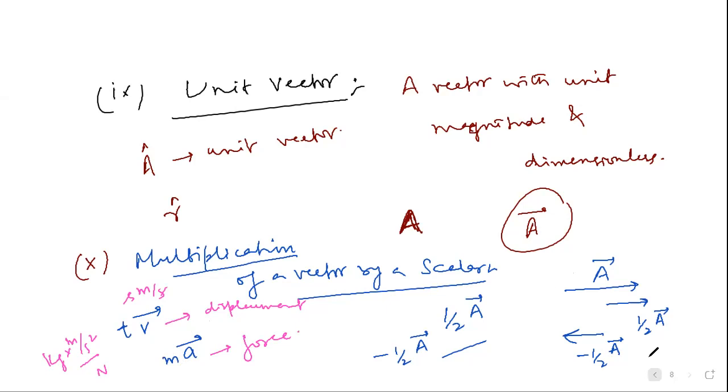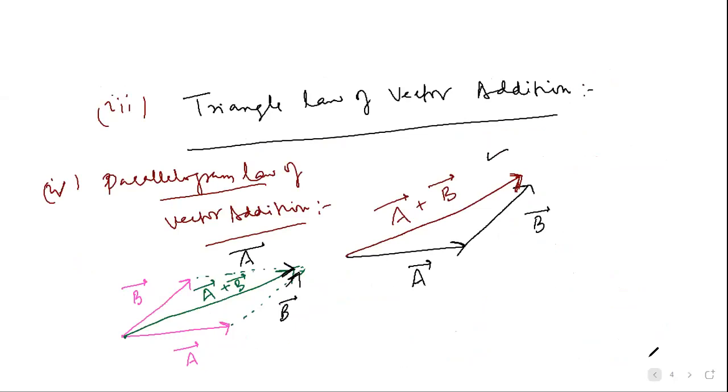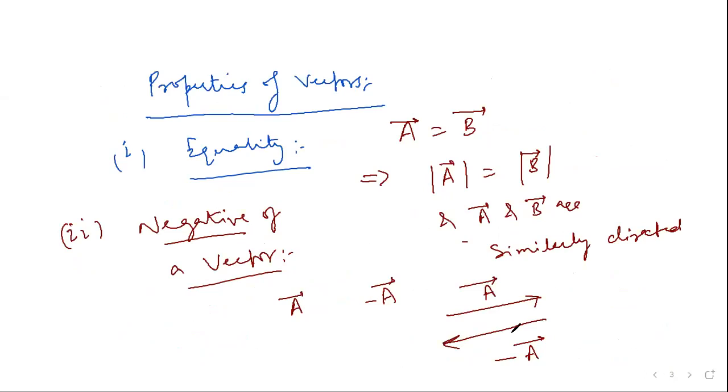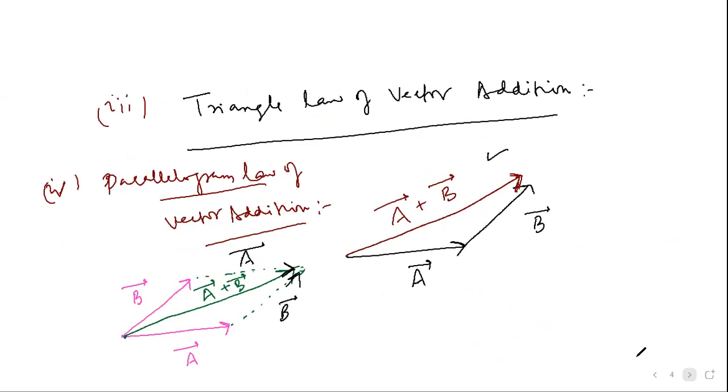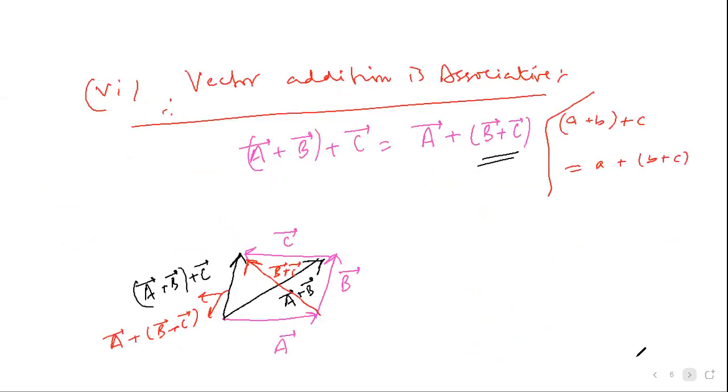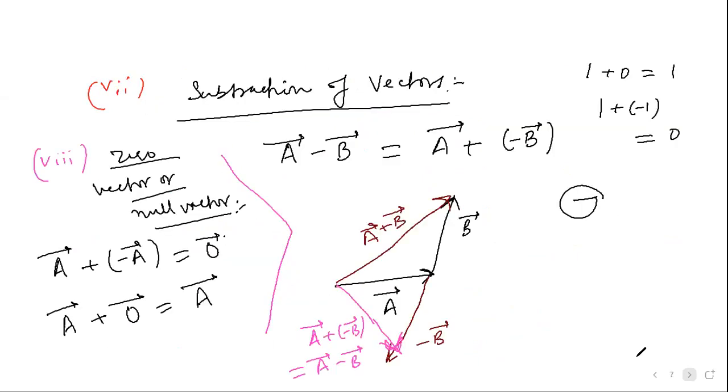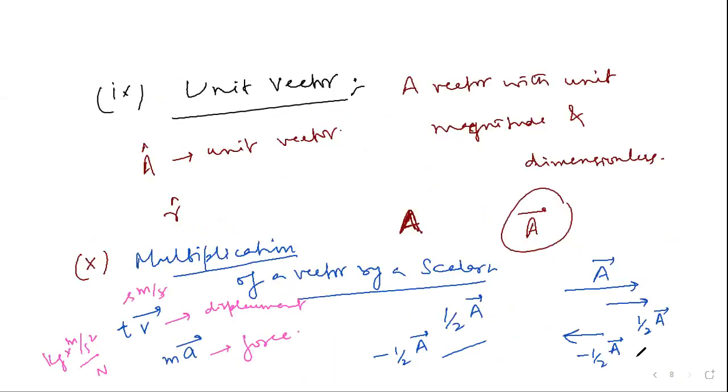So we have discussed, let me check if I have to tell you more about properties of vectors. Equality we have done, negative of a vector we have done, triangle law, parallelogram law, vector addition. Vector addition is commutative, vector addition is associative, subtraction of vectors, zero vector, null vector, unit vector, multiplication of a vector by a scalar. So these are the properties of vectors.